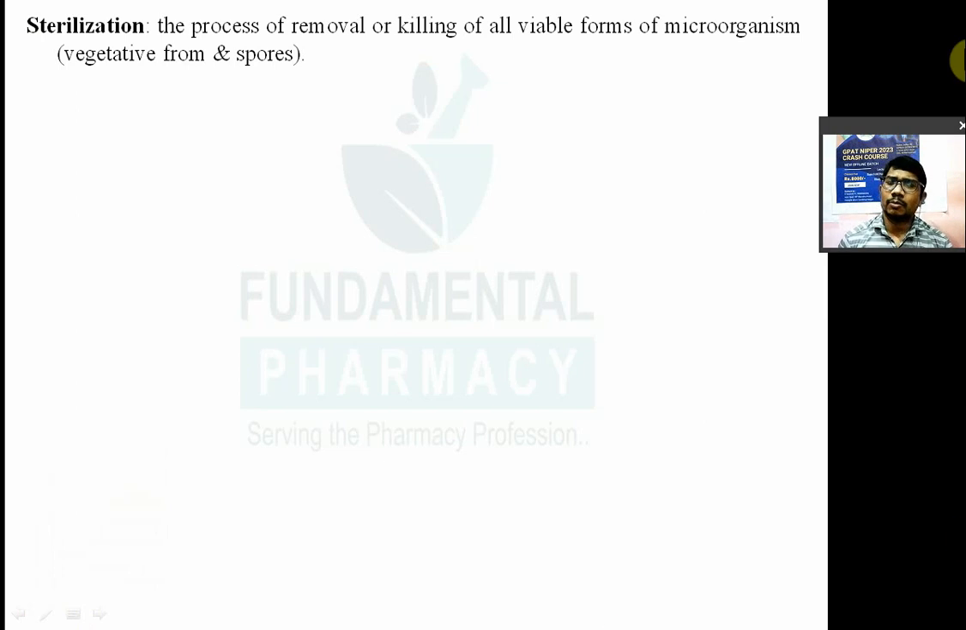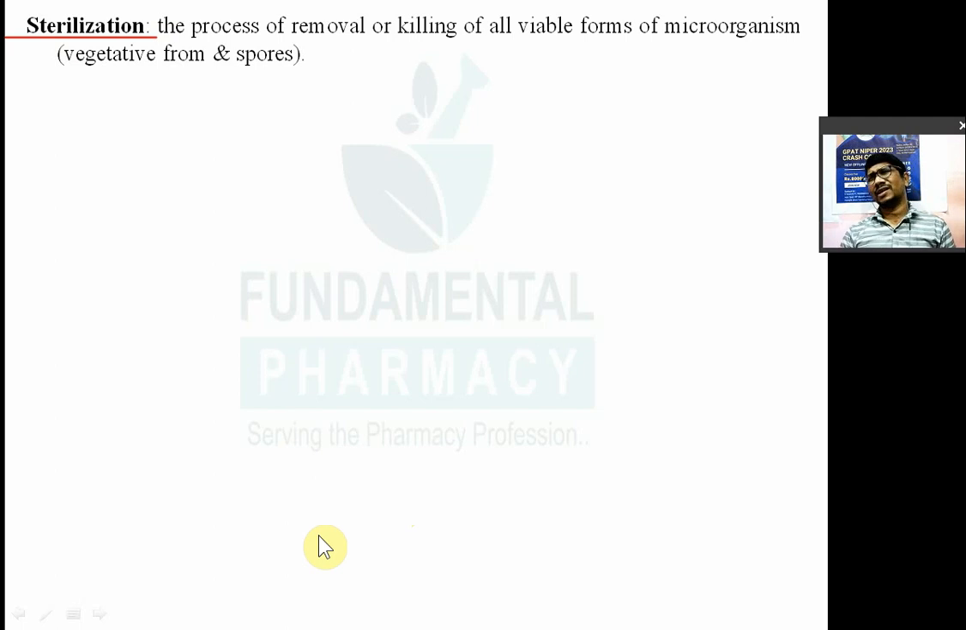This chapter is common in your microbiology, as well as present in pharmacology. The chapter is also given in pharmaceutics. So we are not going to discuss it separately. So sterilization, what do you mean by the process of sterilization?